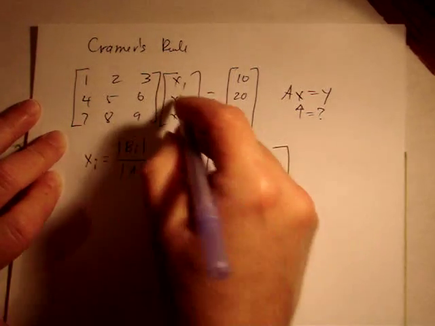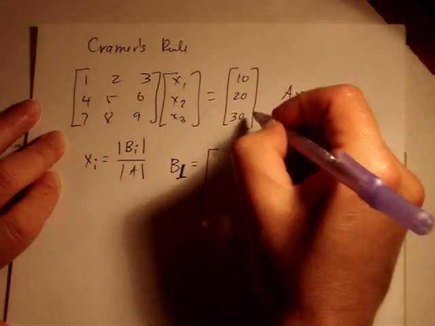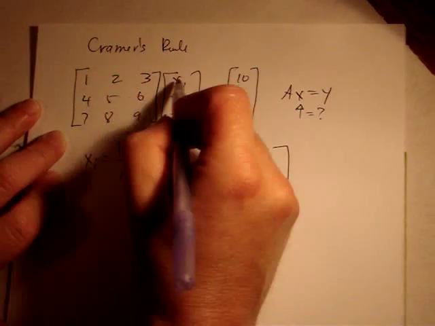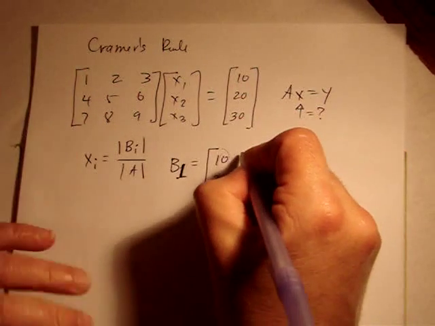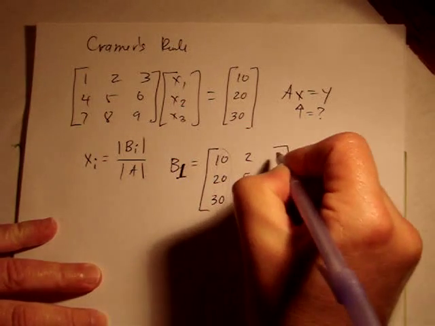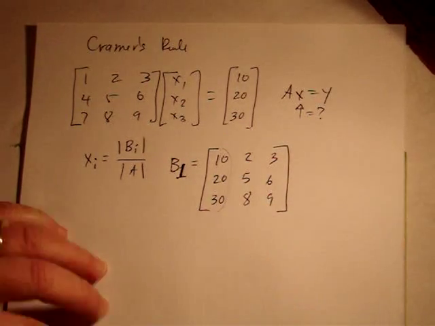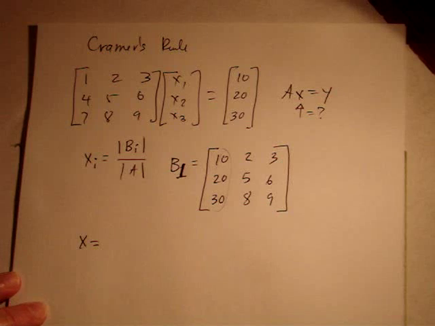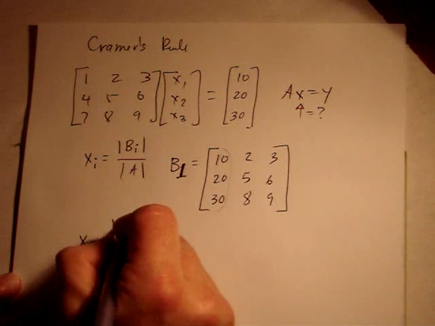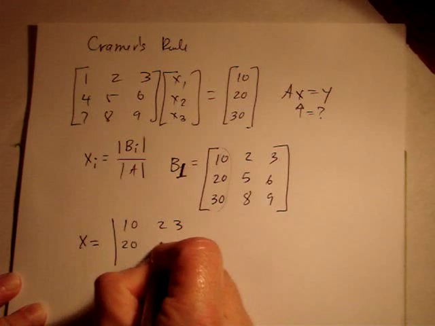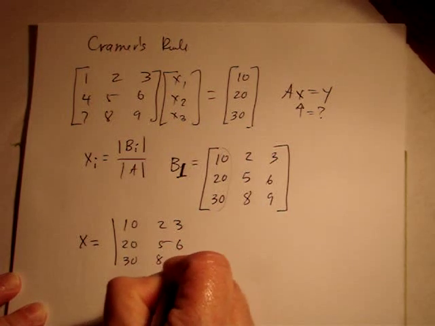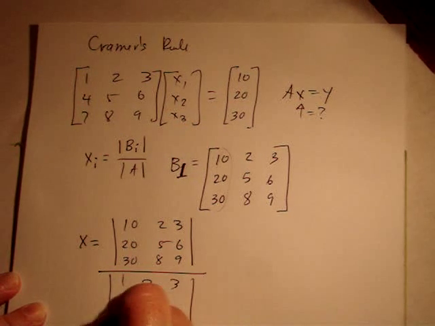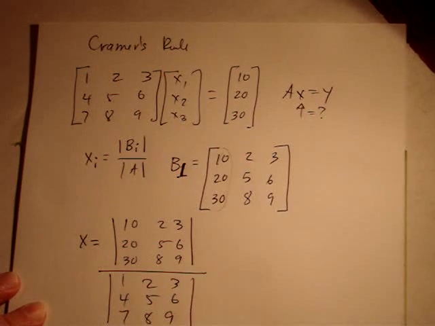So say we're trying to find b1. We're looking for the x1 position, which would be the first column. We're going to put our y, 10, 20, 30, in the place of all the coefficients that multiply x1, and then we put the rest of the matrix back as it was. Okay, so this is our b1 matrix. So to find x1, we're going to say x1 is the determinant of this, 10, 2, 3, 20, 5, 6, 30, 8, 9, our b1, over the determinant of the whole matrix, 1, 2, 3, 4, 5, 6, 7, 8, 9.